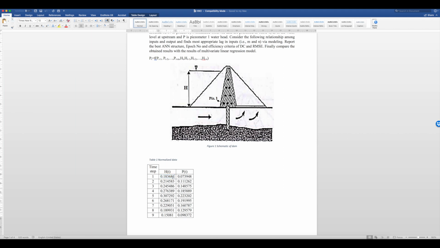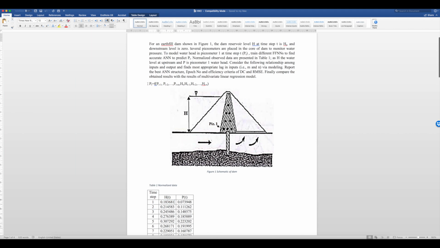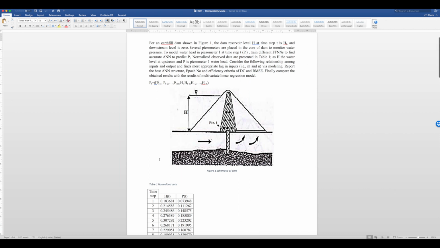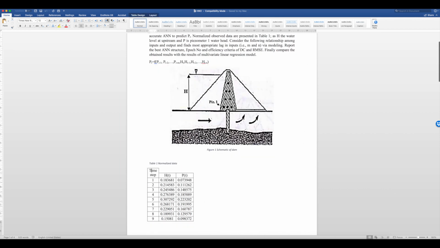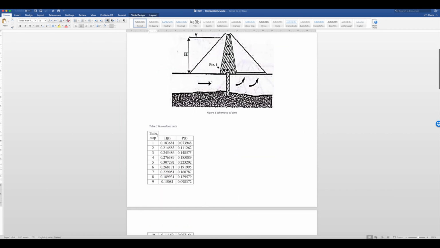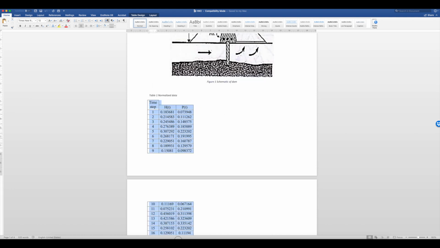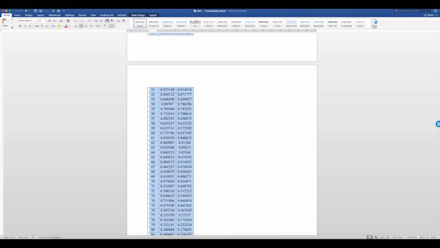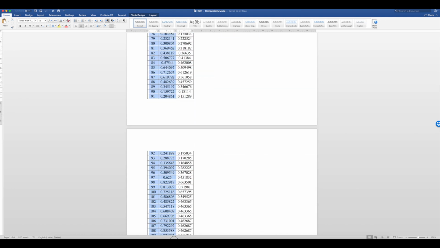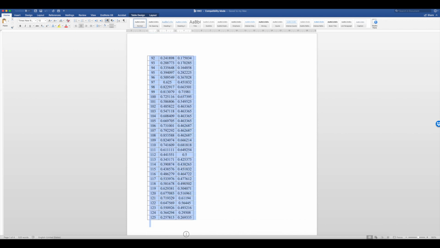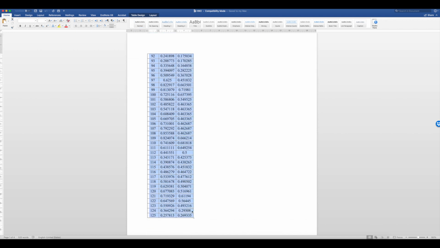So first of all, we are going to form this equation or this function using Excel. First of all, we take our data. This is our data. We will copy them and take them to Excel to do some lags.